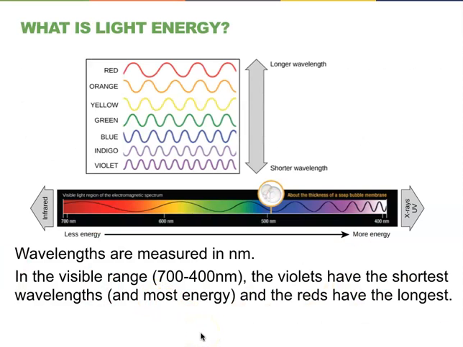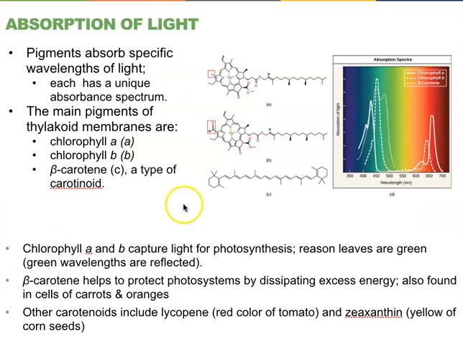This is what we're looking at here. The visible wavelengths are measured in nanometers, and if violet has the shortest of all the wavelengths and therefore the most energy, reds have the longest. And what you see is this arrangement of receptor units that can take advantage of that. And for the absorption of light, look, there's a spectrum here. The pigment absorbs a specific wavelength of light, and it's unique to the absorption spectrum. And what that means is a pigment itself, chlorophyll A, chlorophyll B, or carotene, a type of carotenoid. Okay, think carotenoid.